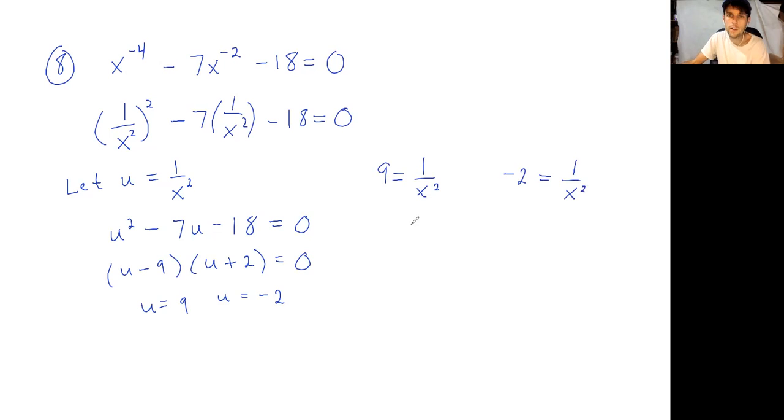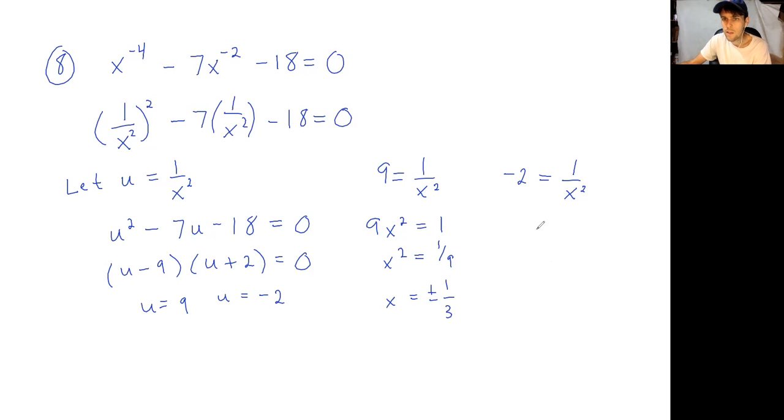All right, so now I'm going to go ahead and solve this. I'll multiply both sides by x squared. I'll get 9x squared equals 1. Divide by 9, so I'll get x squared equals 1/9. And then when I take the square root, that's going to be handy, I'm going to get x equal to plus or minus 1/3. So I have two solutions there.